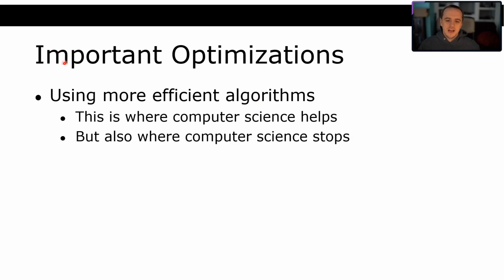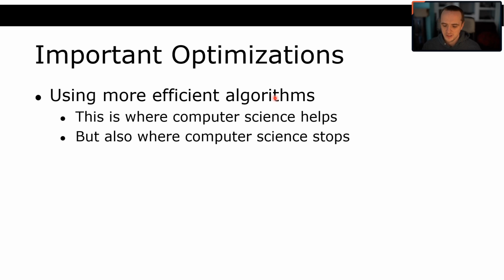So, here are important optimizations that I would consider for your program. And yes, first and foremost, use more efficient algorithms, right? If you're trying to sort an array and you're using an n squared algorithm, try looking up an n log n algorithm for that. It will definitely save time. However, depending on your implementation, and we'll see the details of this later, it may not save you time. So using more efficient algorithms, this is where computer science really helps.